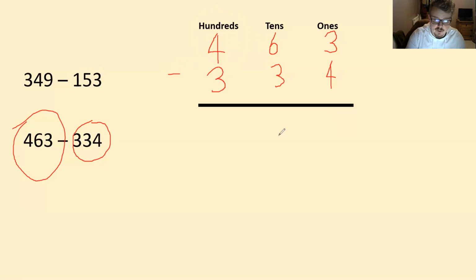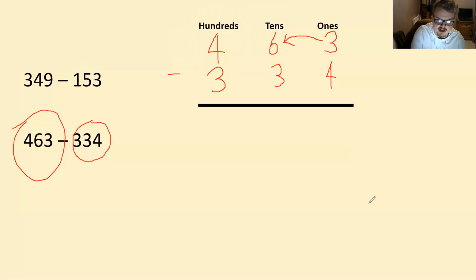Okay, so once again, we start from the right-hand side. I've got to do 3 subtract 4. But I can't do that, can I? I can't subtract 4 from 3 because 3 is a smaller number than 4. We can't take 4 away from 3, okay? There's not enough numbers. 3 is smaller than 4. So once again, I have to borrow from the left. So I'm going to borrow from that column there.